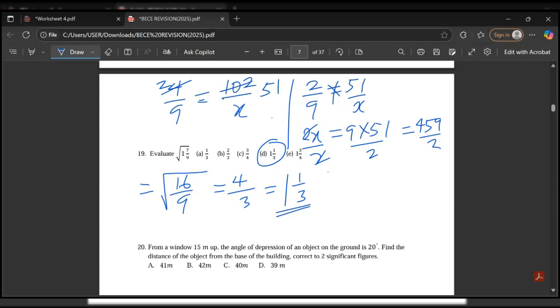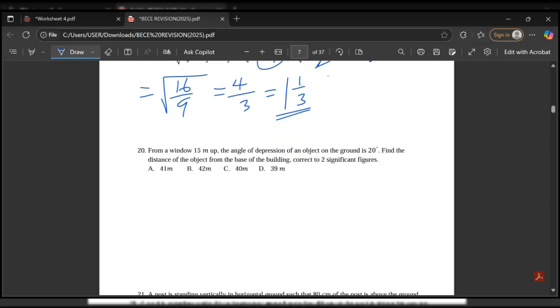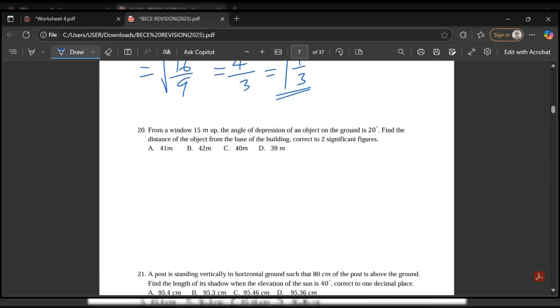So we move to the next one, question 20. From a window 15 meters up, the angle of depression of an object on the ground is 20 degrees. Now, let's interpret that. It's like when you have a building like this. This is a building. You now have a window here. So the window is 15 meters up, which means the height of the window is 15 meters. So this place is 15 meters.